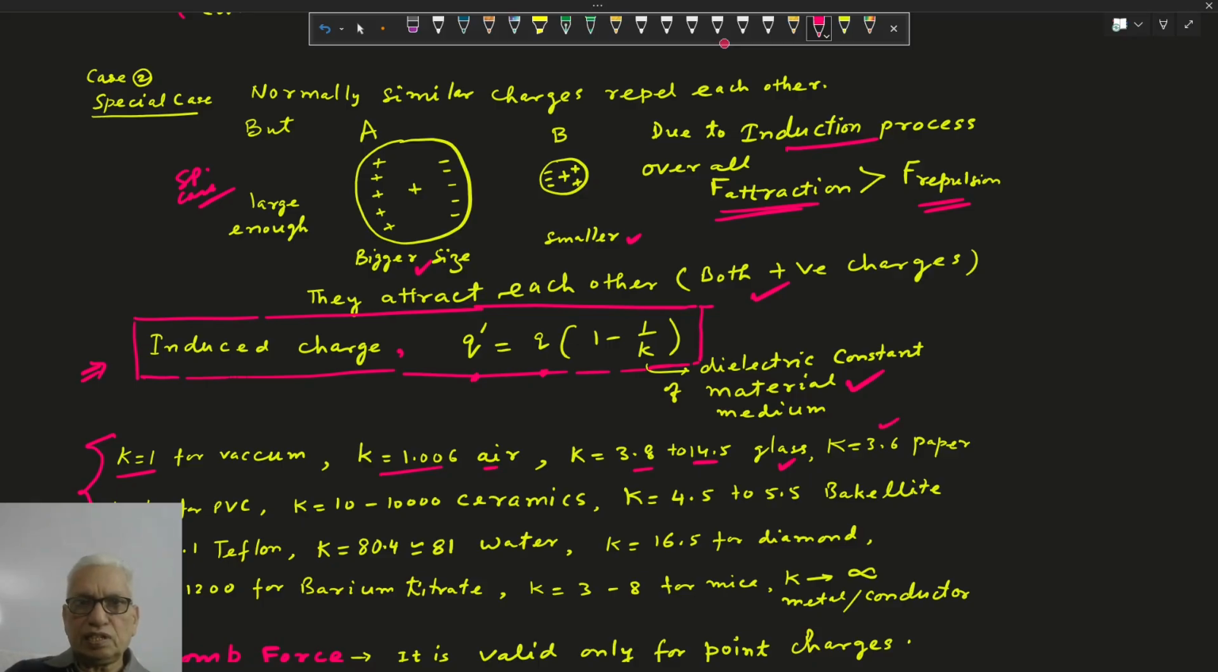For PVC, K value is 4. For ceramics, there is a large variation, 10 to 10,000. And 4.5 to 5.5 for bakelite, 2.1 for Teflon, 80, sometimes 81 for water. In some books 80, in some other books 81. And K is 16.5 for diamond, 1200 for barium titanate, 3 to 8 for mica, and infinite for metal or earth.